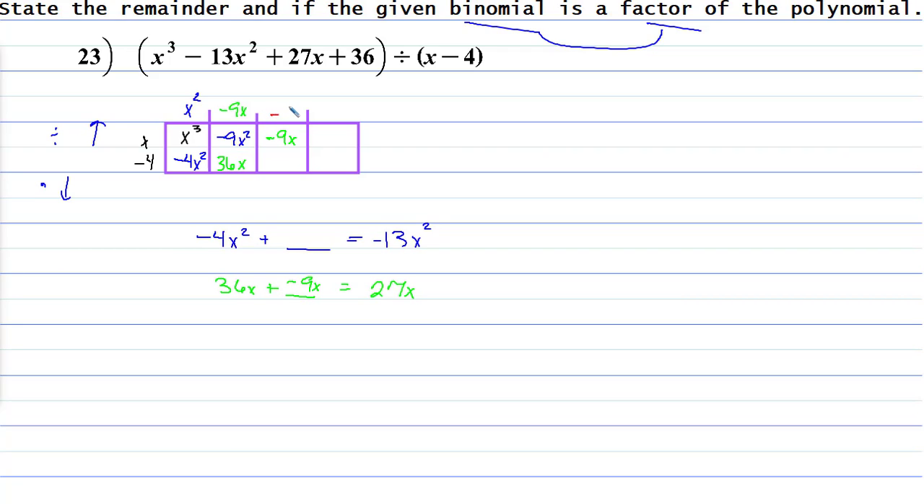You divide to go up. It gives you a positive 36. When we multiply to come down, 36 plus something is equal to 36. Well, that something is 0. And so since my remainder is 0, therefore it is a factor. Oh, writing "is" and "factor" at the same time. So yes, it is a factor.